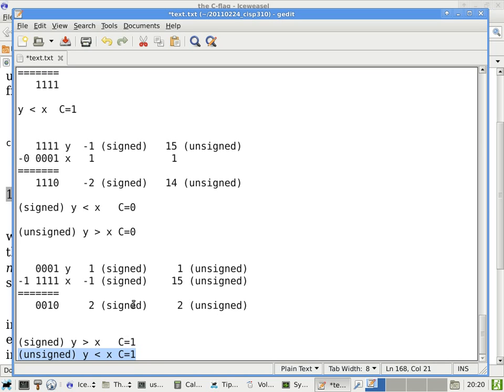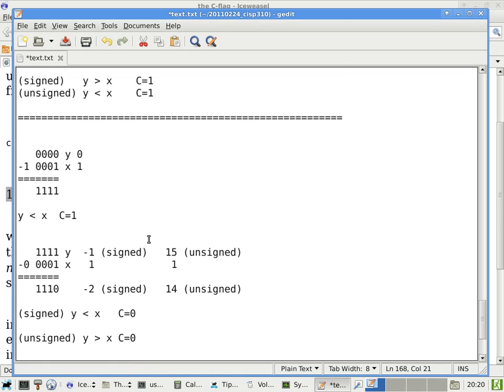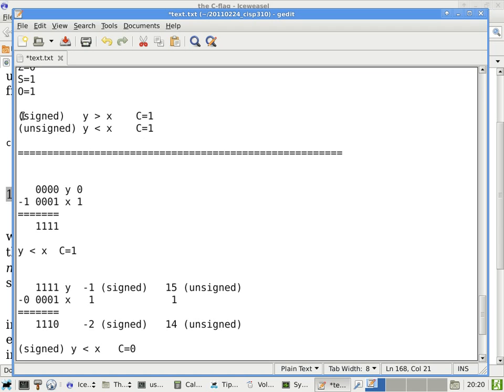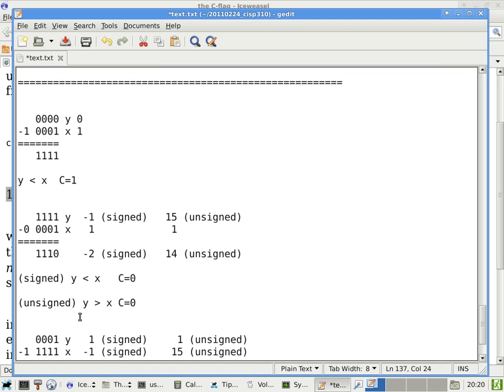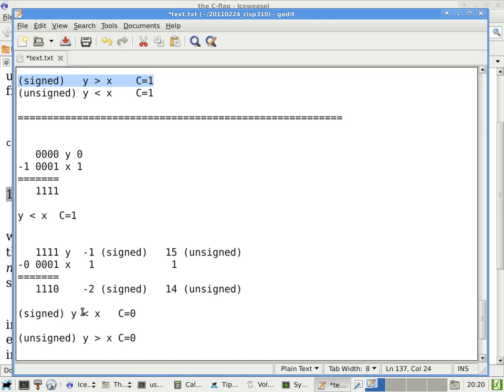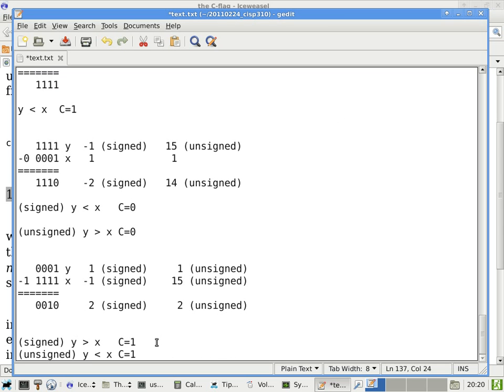But we don't have such luck with the signed interpretation, because all you have to do is look at these two interpretations. Using the signed interpretation, the carry flag is a 1 when y is greater than x. They're consistent, but opposite from the unsigned. Yeah, but it's still indicating y is larger than x, because y is larger than x.